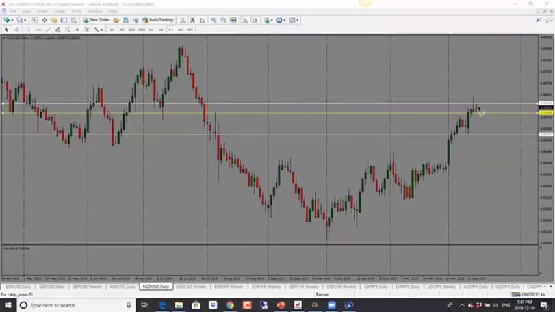But what I'm looking for here is a break. So should the price break below, only then I'm looking for price to drop towards 0.6520. Now, if it holds above, then this one could go and retest the high at 0.6650. So keep that in mind. For now, bias is neutral. If it holds below 0.6580, then I'd be looking for a move towards 0.6520.